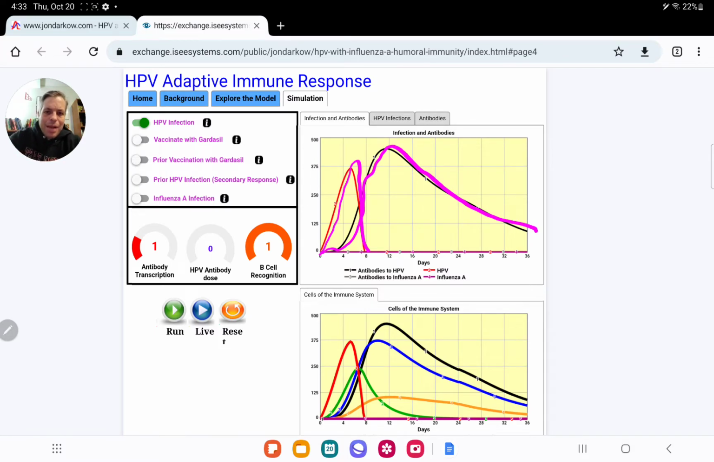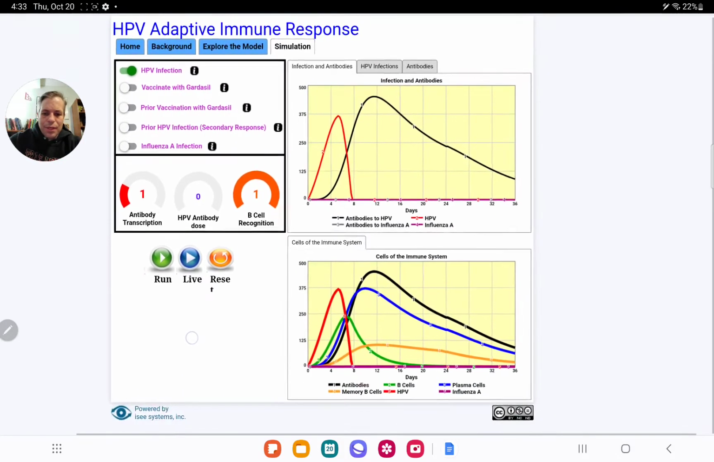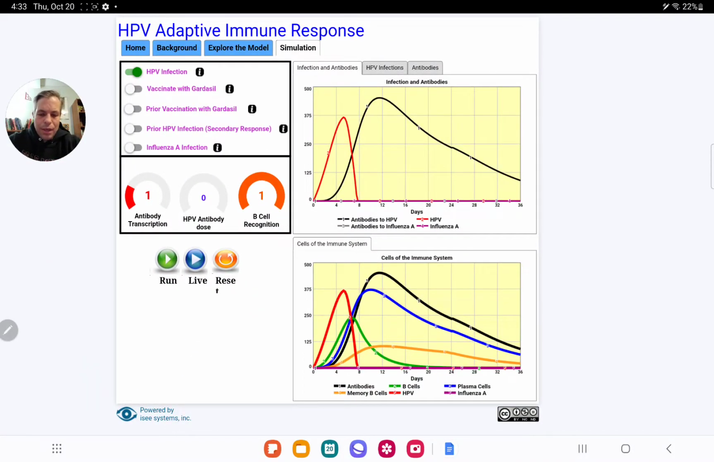I have some other tabs in the simulation, like you can run comparative runs of HPV infections and antibodies. And down here are the cells of the immune system. So how do memory B cells change, B cells, and so forth.